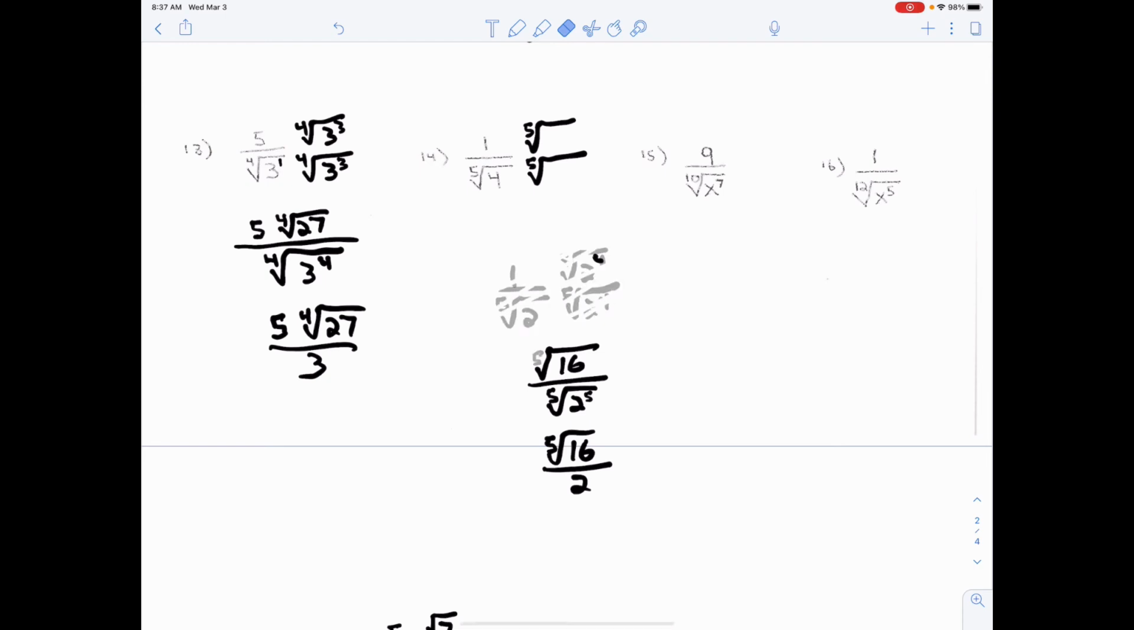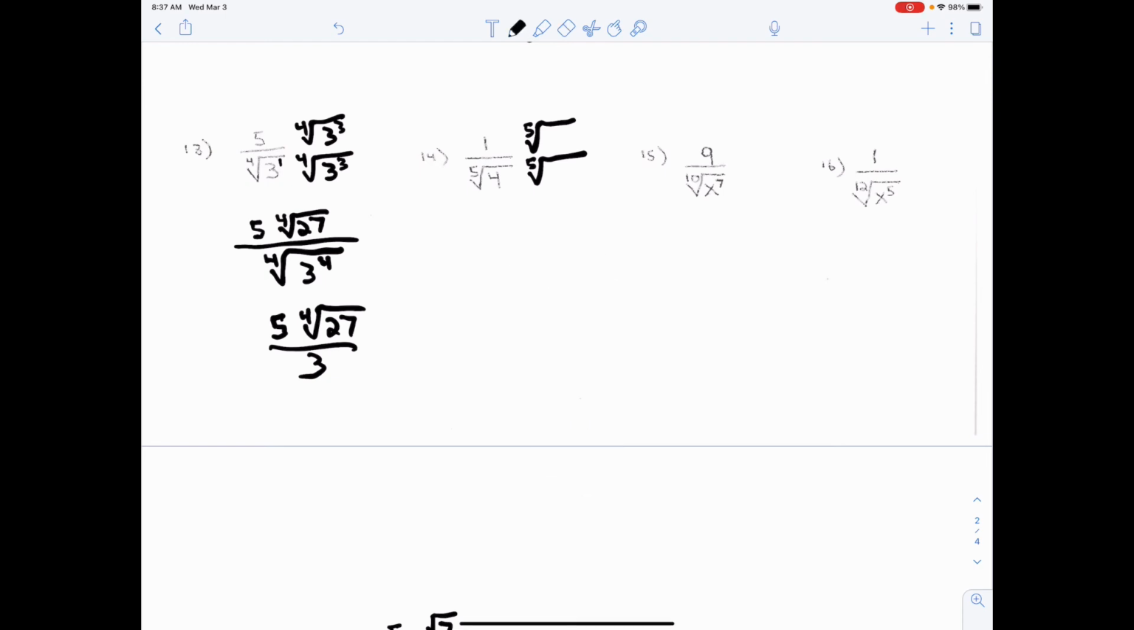Let me get rid of this, though. So why aren't we going to do that on this problem? Because what you've got to realize is this is already 2 squared. So what do I need to get that exponent to be? I need to get it to be a 5 to match the index.